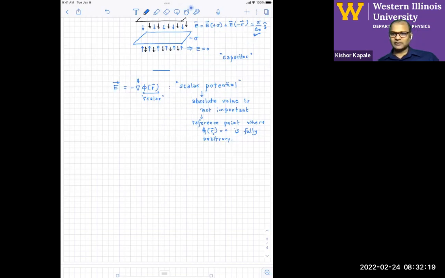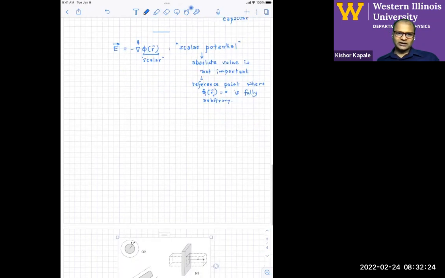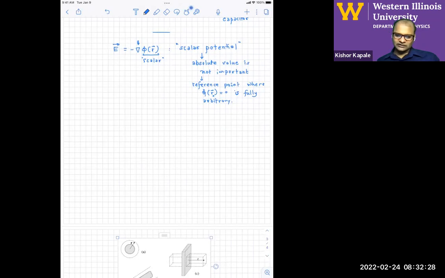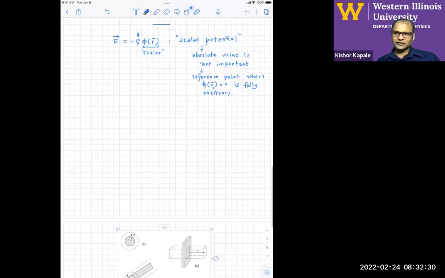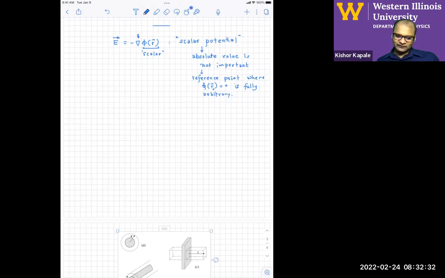Electric field is what you're going to be measuring when you put a test charge in the region. You can never measure the scalar potential. It doesn't have any absolute value. Its absolute value does not make sense, right? Everybody with me so far? So it's only the potential differences that are important. Potential difference is a physically meaningful quantity, not the value itself.